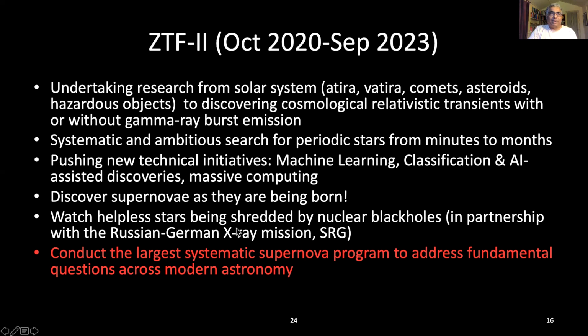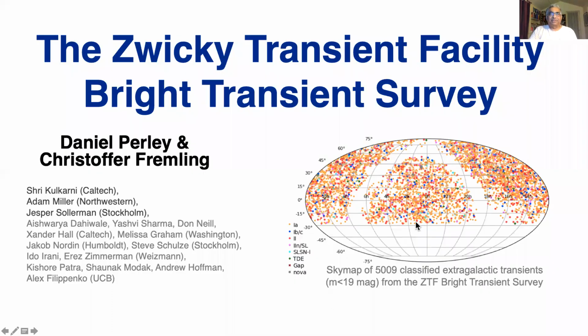I'll end this talk by talking of just one program, which is the largest systematic program to address fundamental questions across modern astronomy. This is the largest systematic supernova program. Okay, this is the Bright Transient Survey, not very imaginatively named. It's headed by two young people. Daniel Perley is a professor at Liverpool John Moores University in the UK. Christopher Fremling is a senior postdoctoral fellow at Caltech, and there are a number of people around the world.